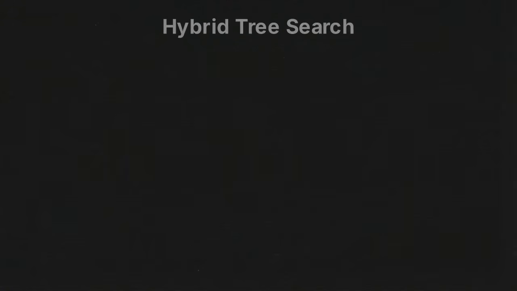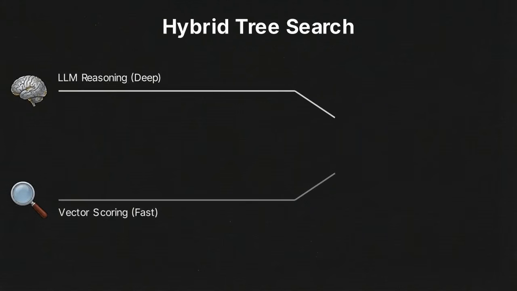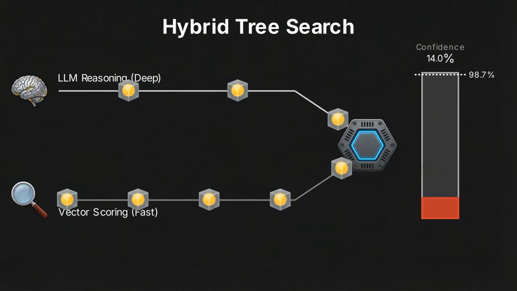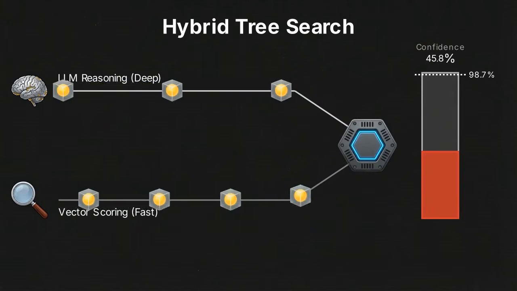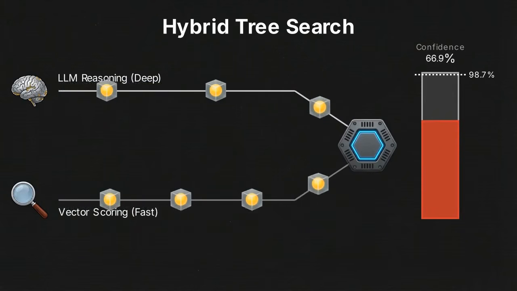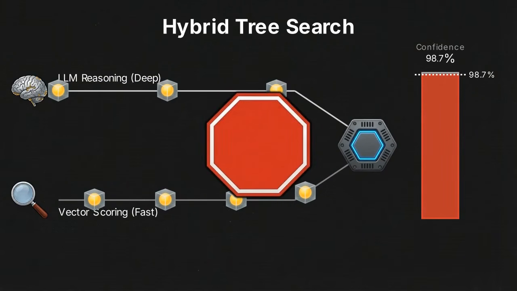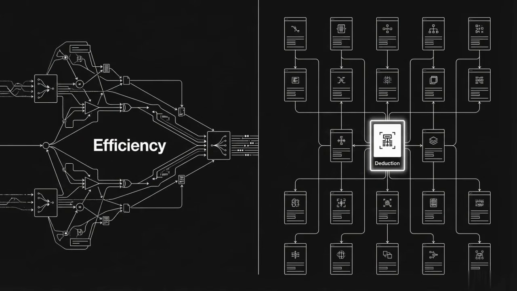To fix this scaling issue, PageIndex uses hybrid tree search. It runs the deep LLM reasoning and a faster, value-based vector scoring process simultaneously. Both feed into a central queue. An intelligent controller monitors the results and halts the search the moment it hits an accuracy threshold. This hybrid approach bridges the gap between raw machine efficiency and careful human deduction.